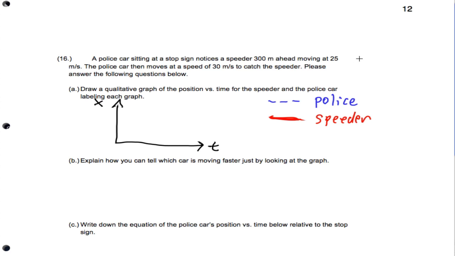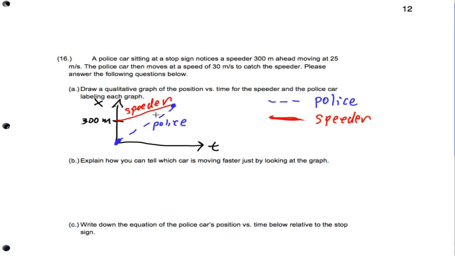Now what's happening? Again, at 300 meters, that's where the speeder is. So the speeder is moving forward at one speed, and the police car starts at the origin, 300 meters behind, and it eventually catches up to the speeder by traveling at a constant rate. So this is the police car, and this is the speeder right there.